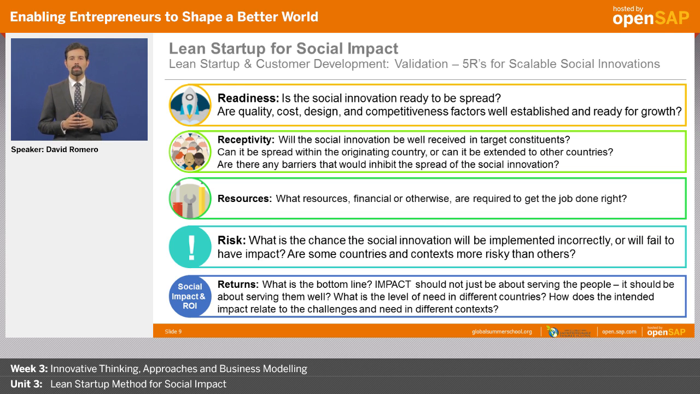Fourth one is risk. Have you measured the risk when it comes to implementing your solution in order to get the impact and the implementation right? And finally, we have social impact and return on investment. Are we really guaranteeing that we're going to create significant social impact for the effort and resources invested?